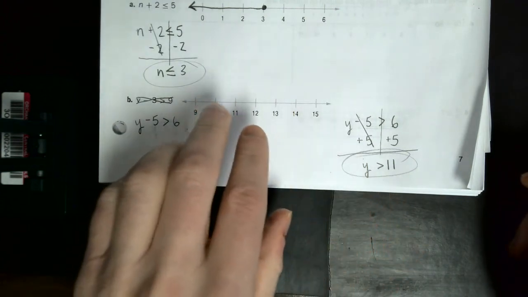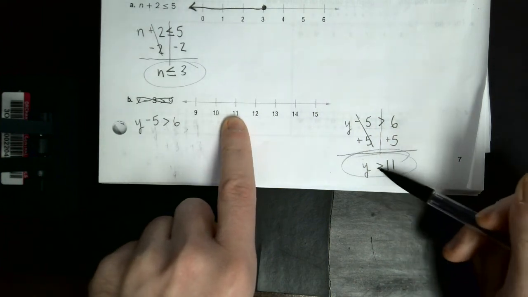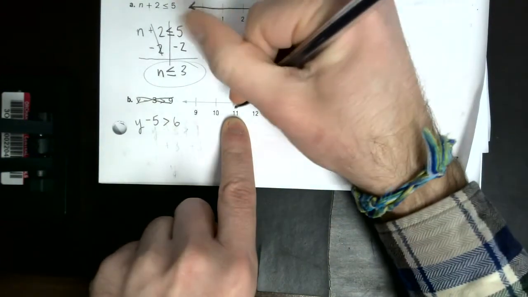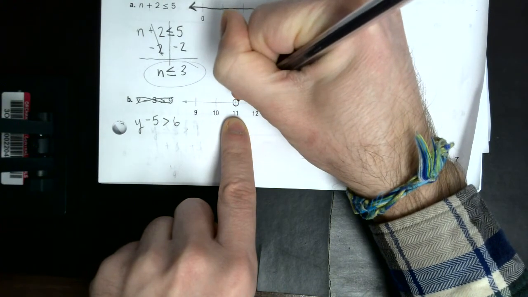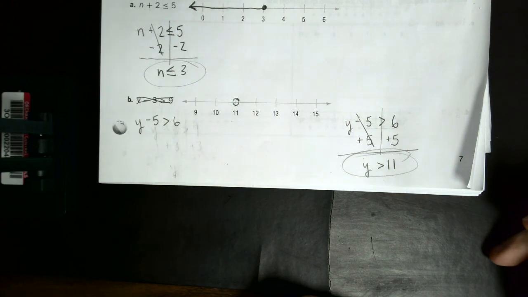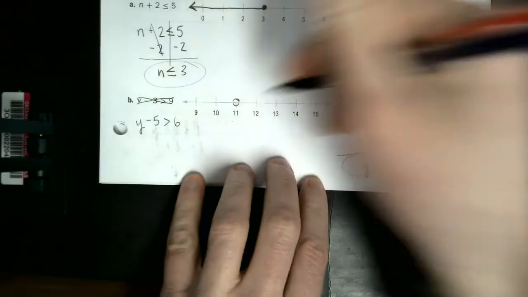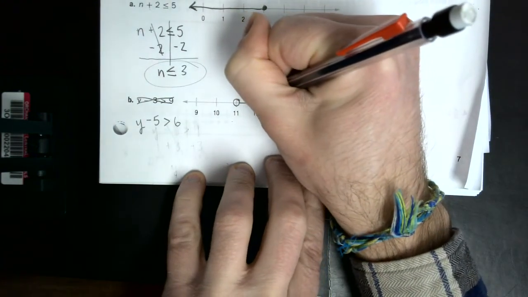All right, so here's 11. We're thinking, is it going to be an open or closed dot? Well, y has to be greater than 11. We're going to start at 11, but we won't include 11 because it's not or equal to, it's just has to be greater than. So we're going to use an open dot there, and we're going to go in the direction of greater than. Y needs to be greater than 11, so let's do it.